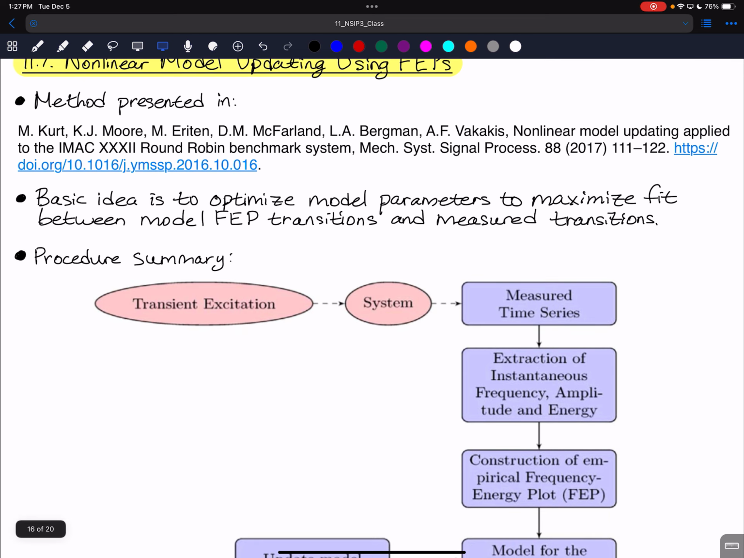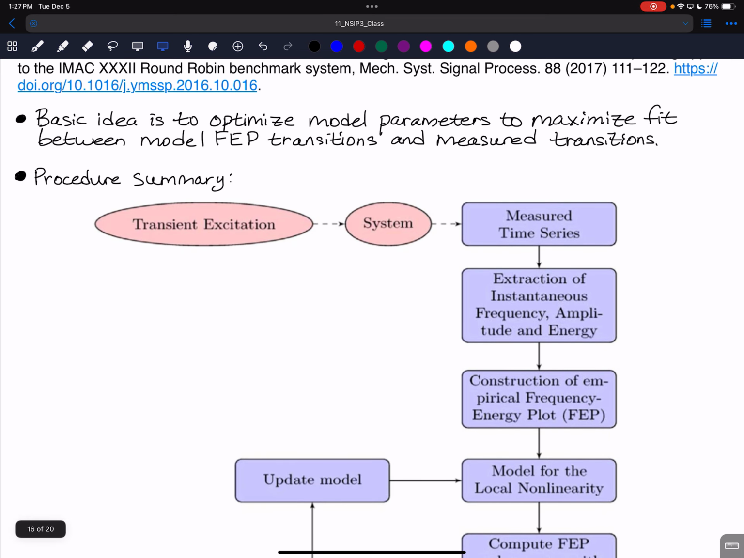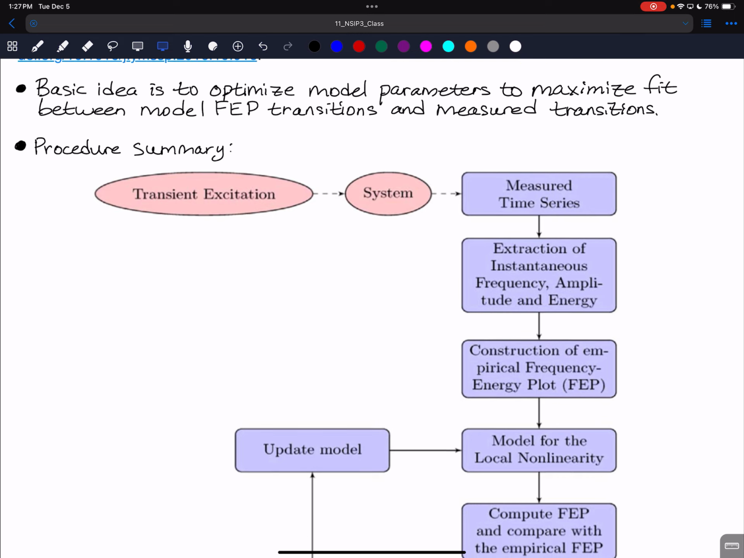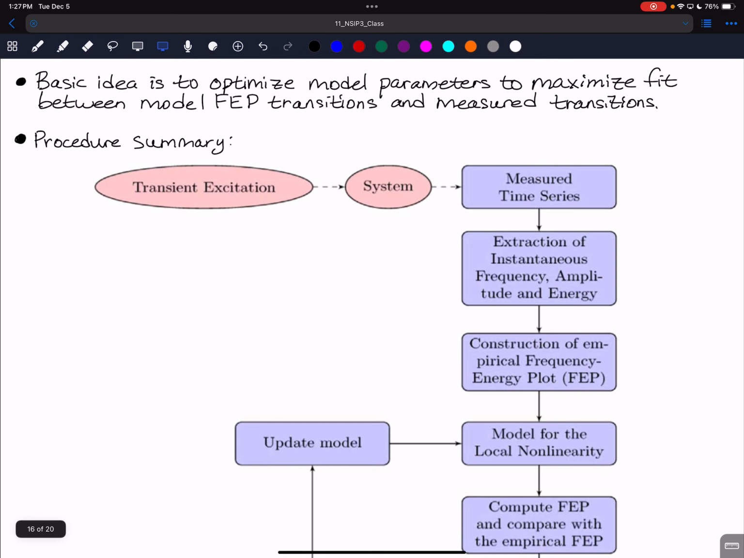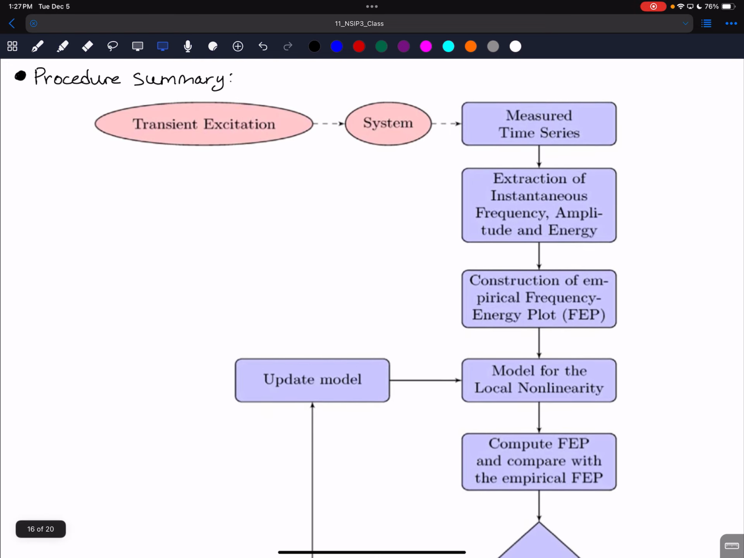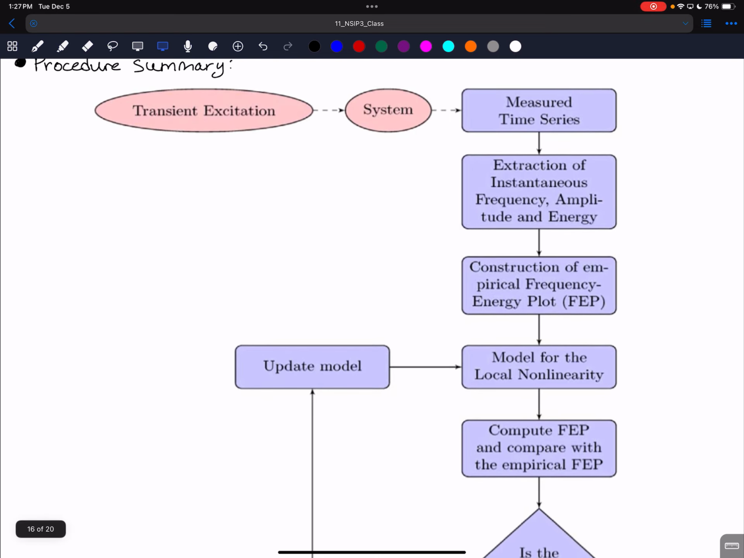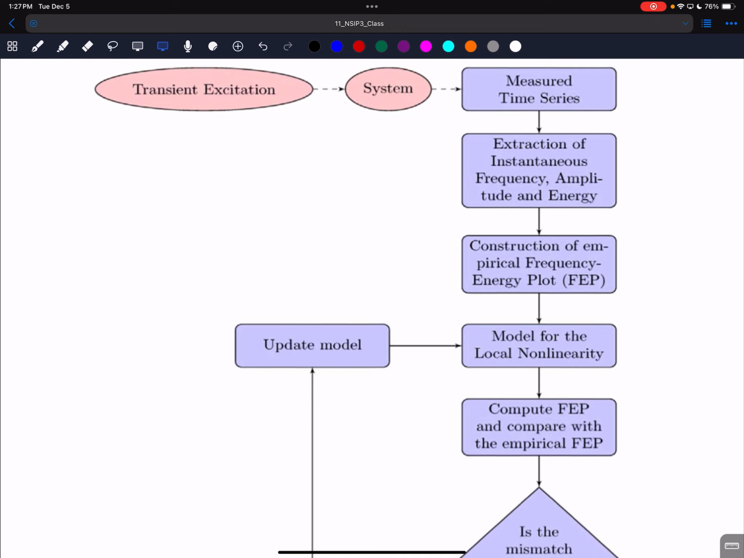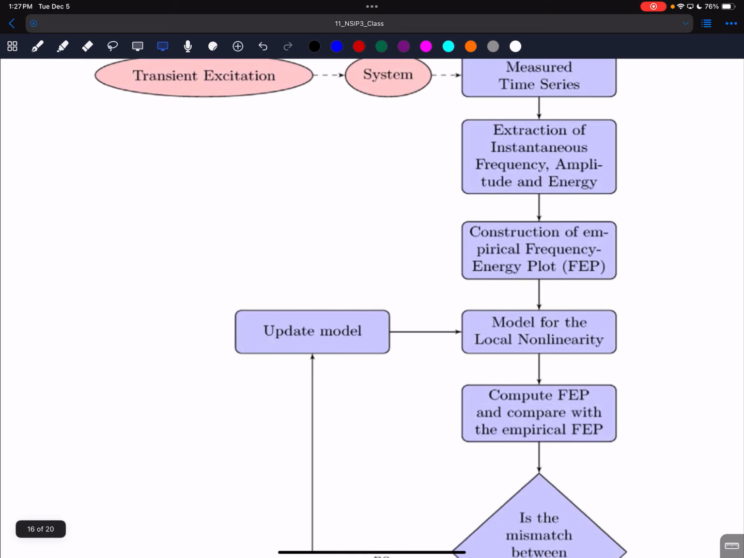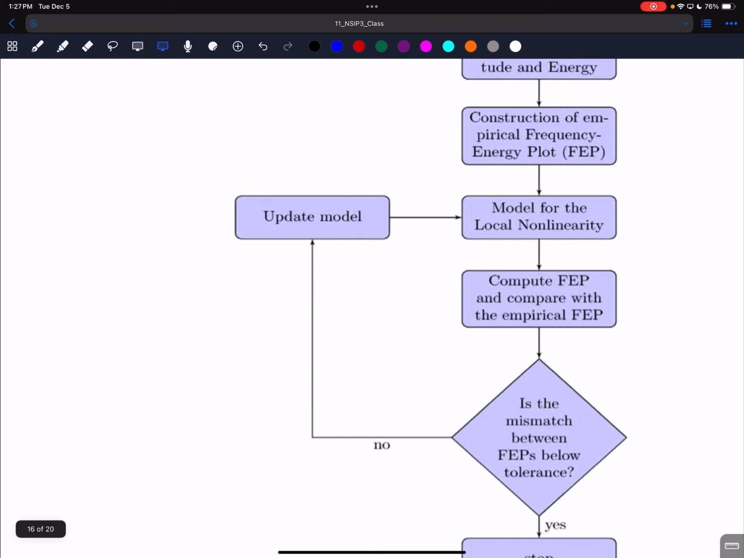So the basic summary of the procedure is that we start with a transient excitation. That will go into the system. We'll then measure that time series, extract instantaneous frequencies, amplitudes, and energies, and construct an empirical frequency energy plot. From there, we will define a model for the local nonlinearity, compute the frequency energy plot for that model, and compare that with the empirical frequency energy plot.